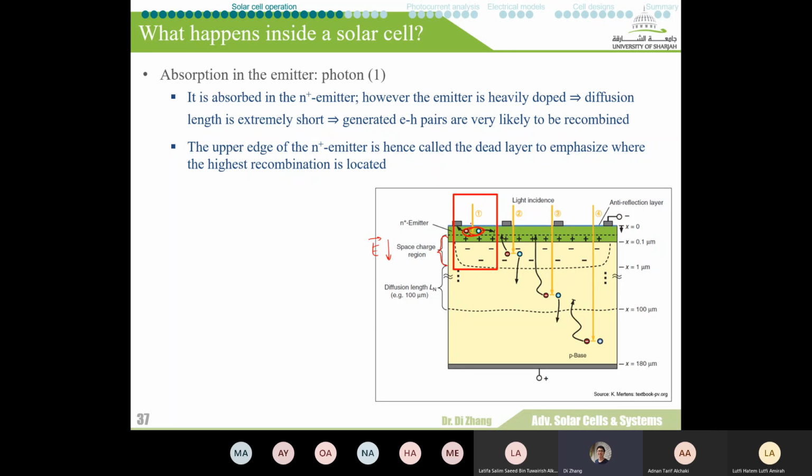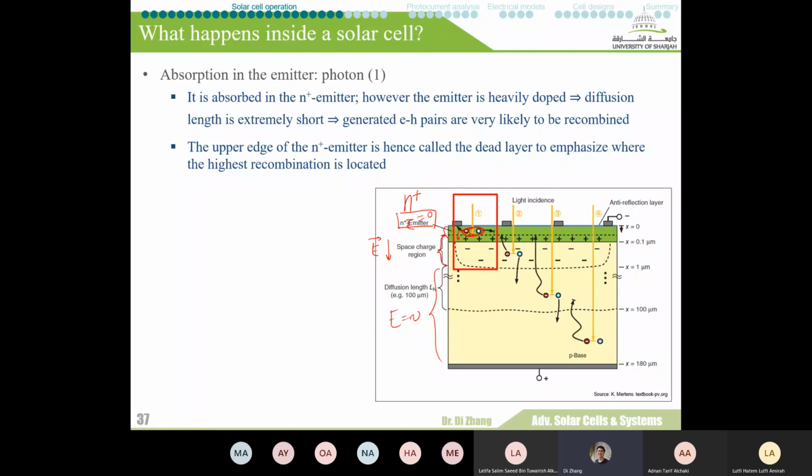But for this electron and hole pair to reach the space charge region, first of all they have to diffuse, because outside of the space charge region the electric field is precisely 0. So we have a 0 electric field here, and the only mechanism available is diffusion. But then there is a problem. In the N+ emitter, the doping is very heavy, where we have a very high doping concentration.